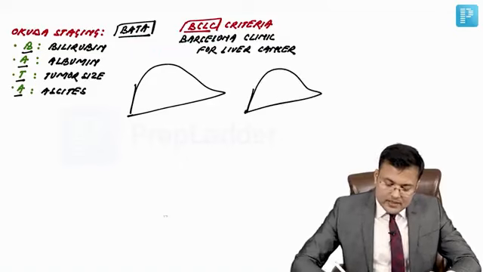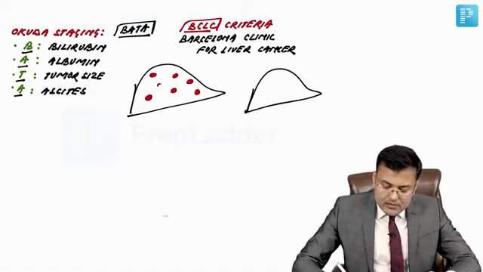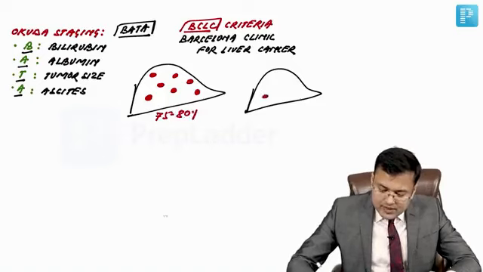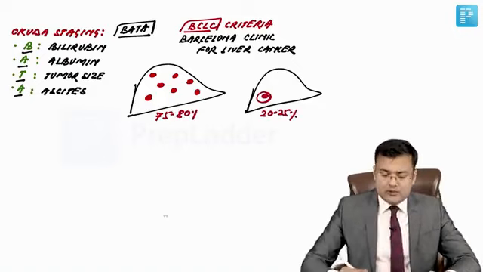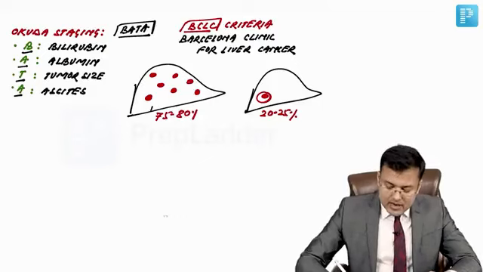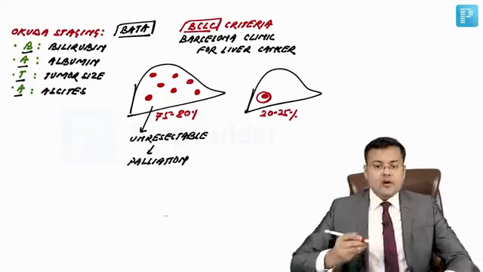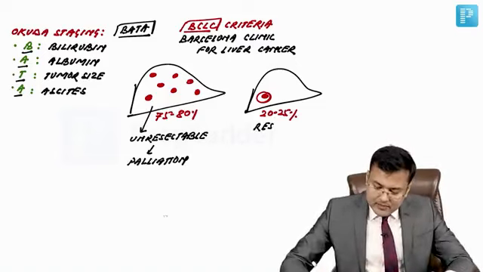There are two kinds of presentations in HCC we discussed. We discussed that in 75 to 80% of patients, there is this kind of presentation, multicentric and bilobar disease. And in 20 to 25% of patients, the patient is having a resectable tumor. So if there is multicentric and bilobar disease, obviously the tumor is unresectable. And if the tumor is unresectable, obviously we go for what? Palliation. We go for palliation.